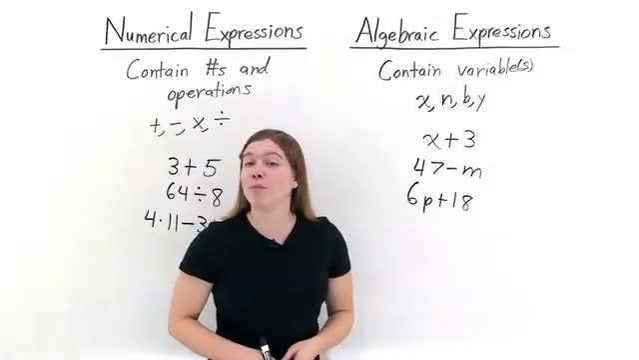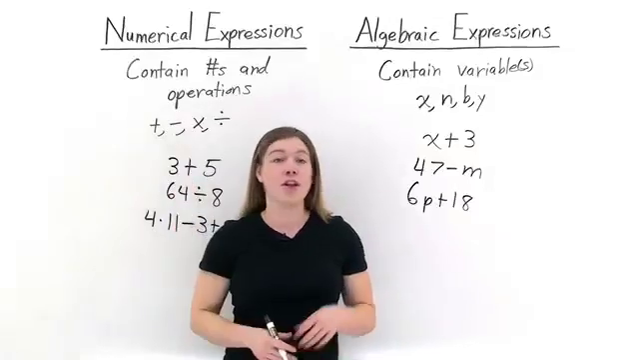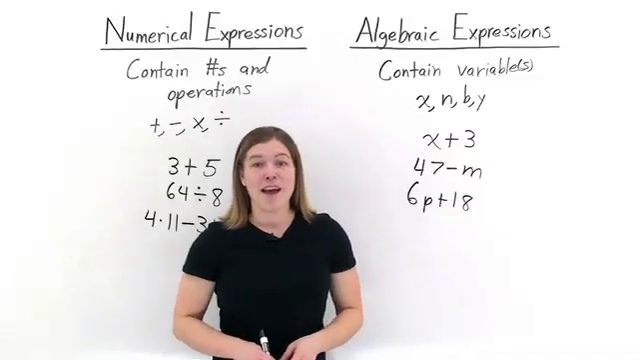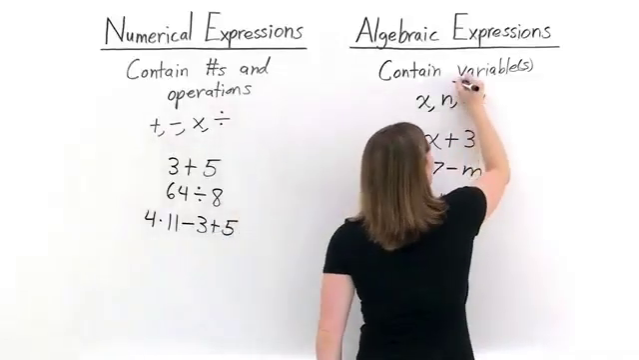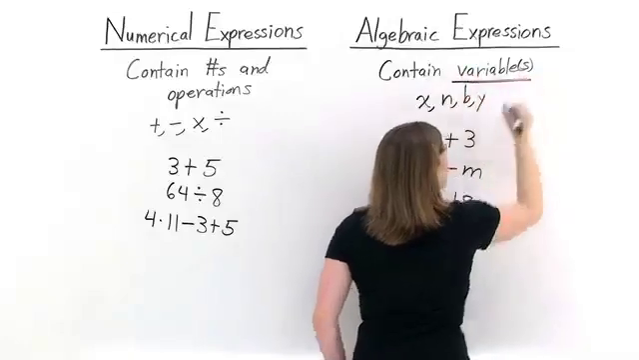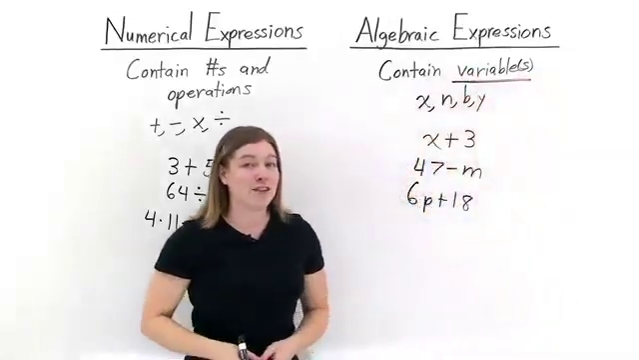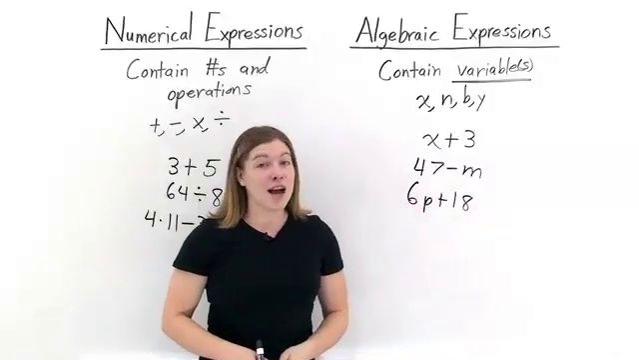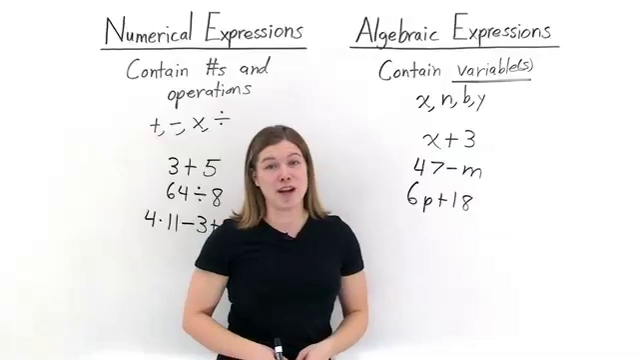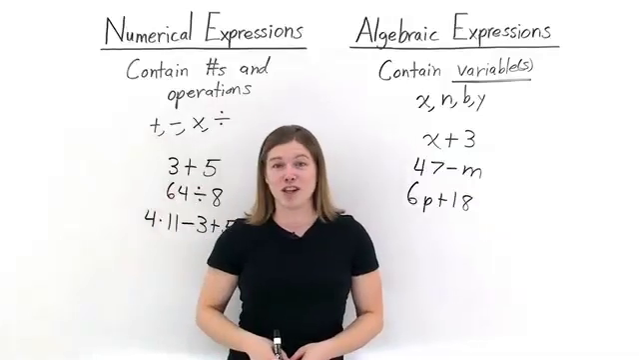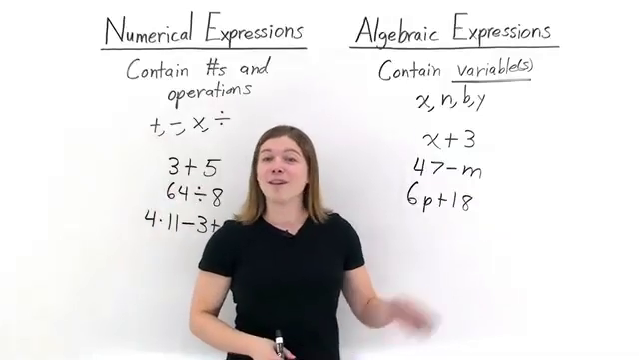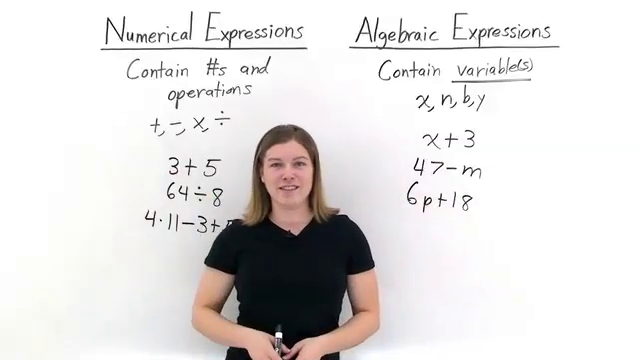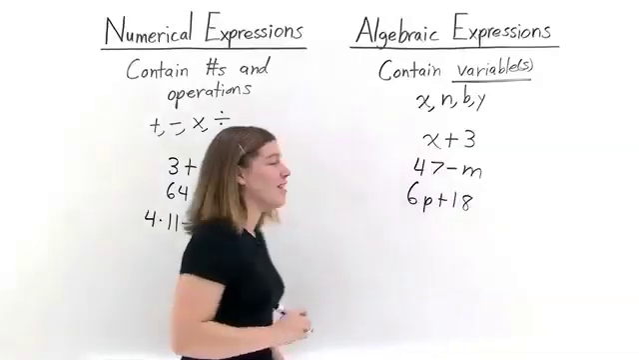Now, if you're having problems figuring out the difference between a numerical and an algebraic expression, here's a quick trick to help you remember. Algebraic expressions contain variables. Always. If you have an expression that has a variable in it, you have an algebraic expression. If your expression does not contain a variable, it is not an algebraic expression. It's a numerical expression. So, variable, algebraic expression. No variable, numerical expression. Okay, time to quiz ourselves.